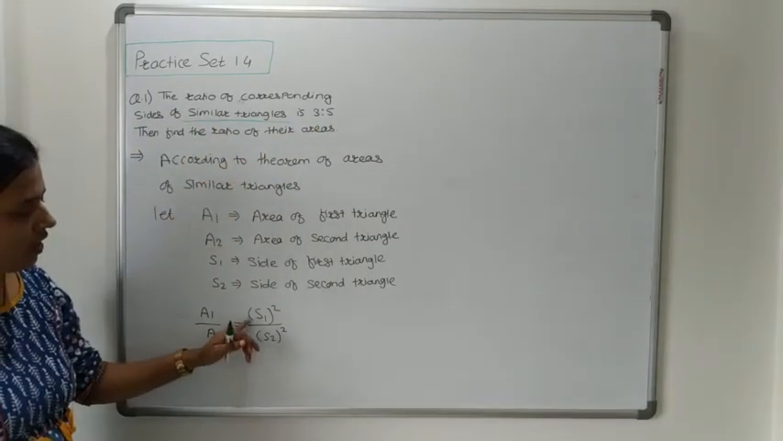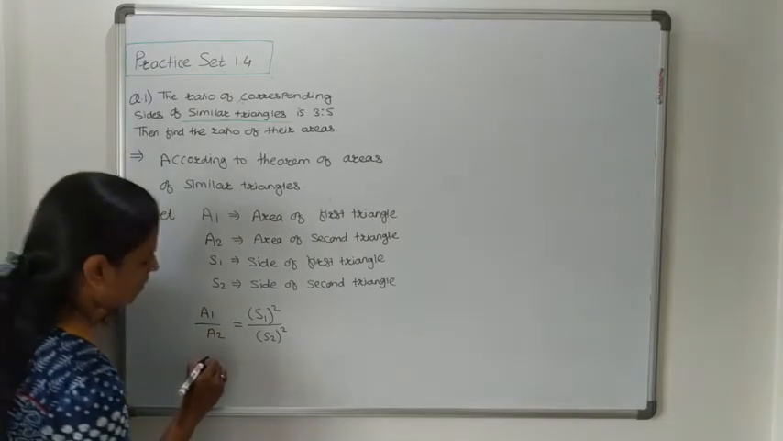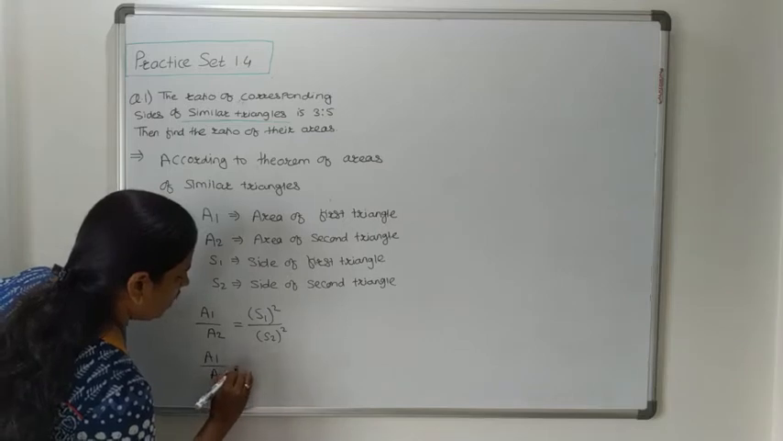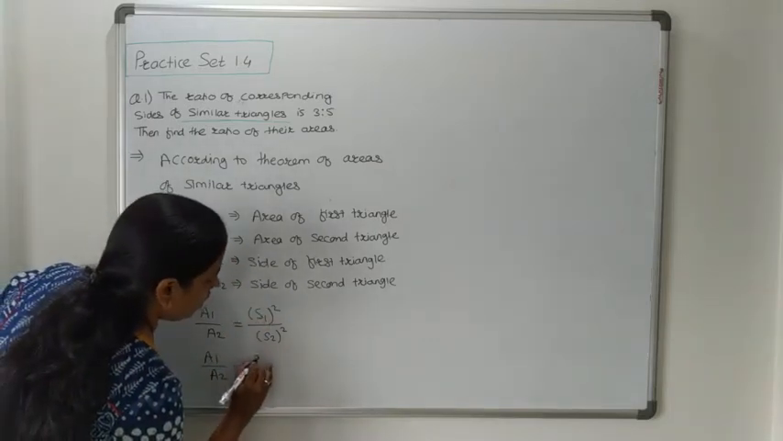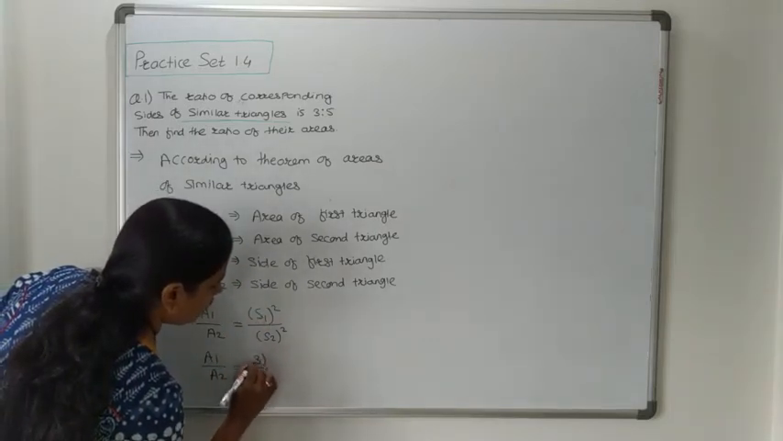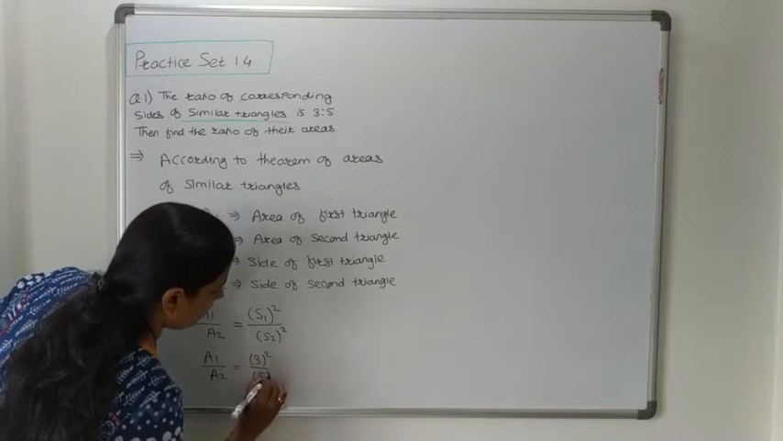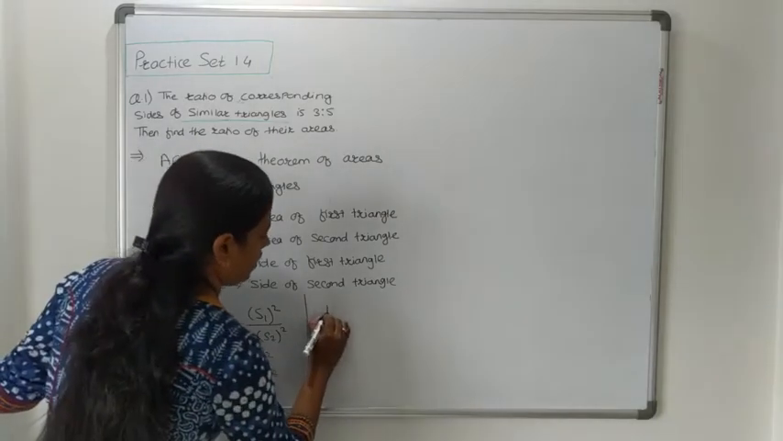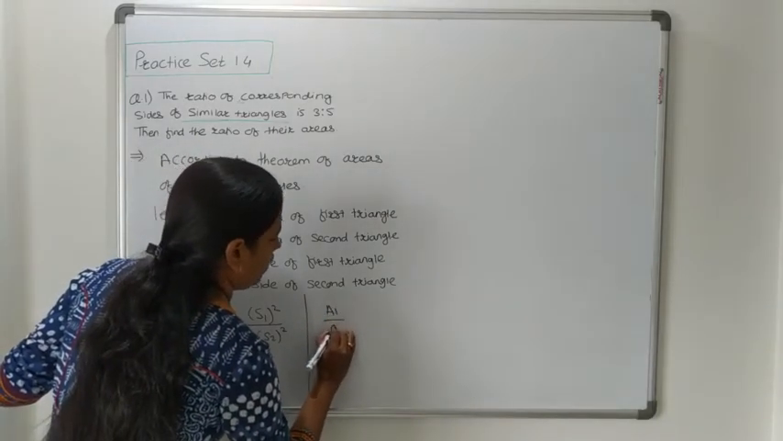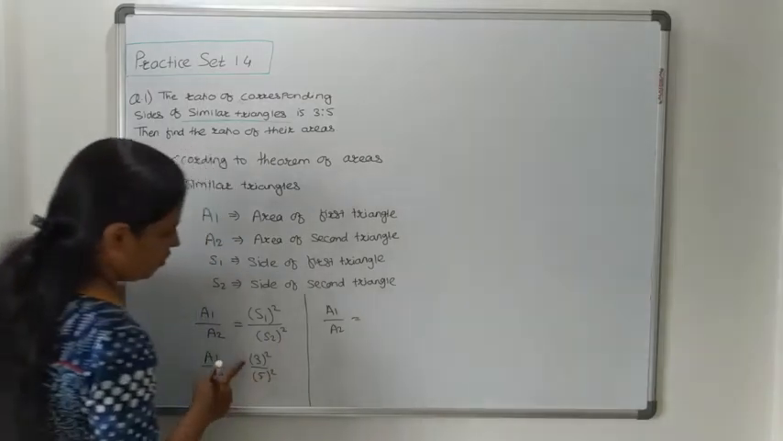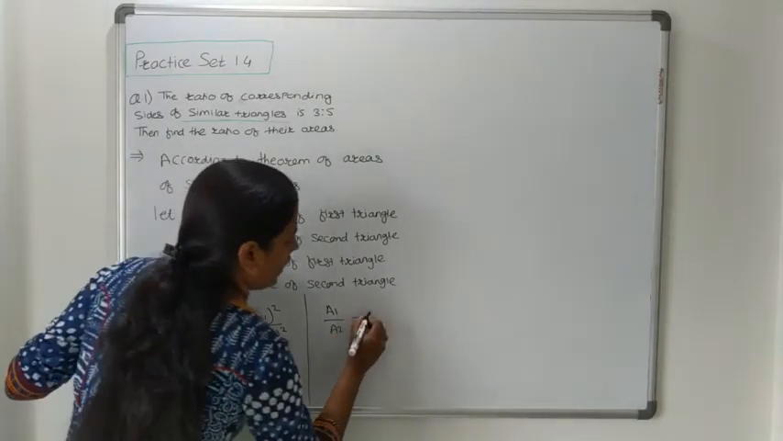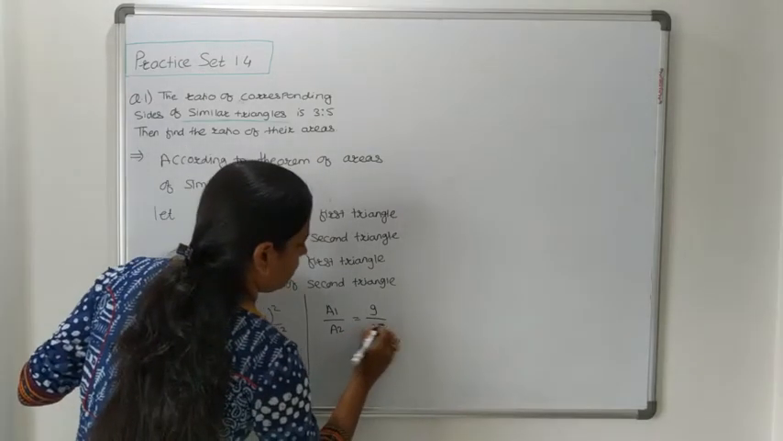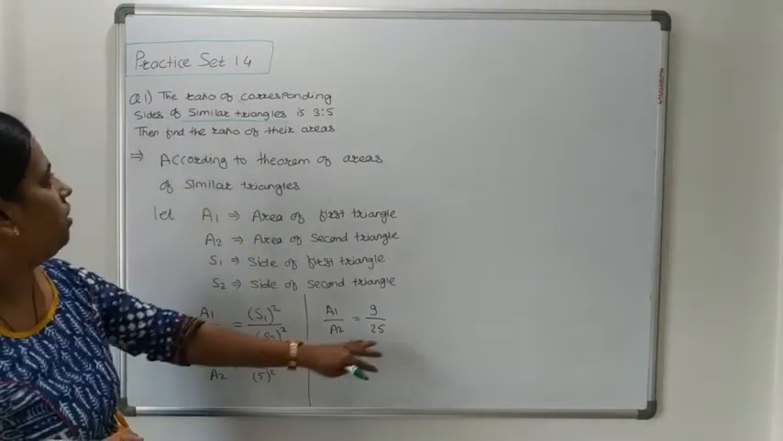In the question it is given that the ratio of the corresponding sides is 3:5. That means we have to put here the S1 and S2 values. A1 upon A2 is equal to 3 upon 5, the square of each side. Then how to calculate this? A1 upon A2 is equal to the square of 3, which is 9, upon the square of 5, which is 25. So this is your final answer.